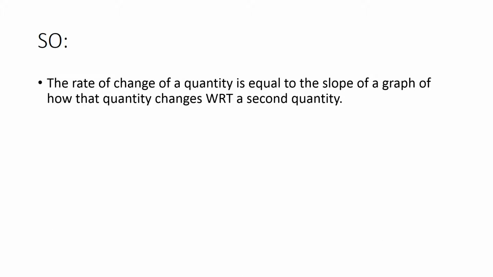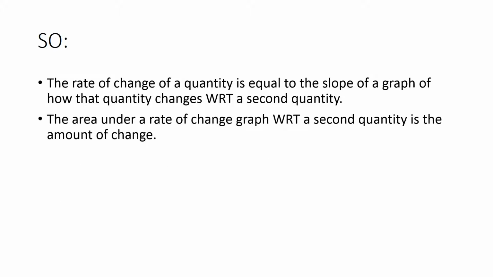So the rate of change of a quantity is equal to the slope of a graph of how that quantity changes with respect to another quantity, in our case, usually time. And the area under a rate of change graph with respect to a second quantity, usually time in our case, is the total amount of change.